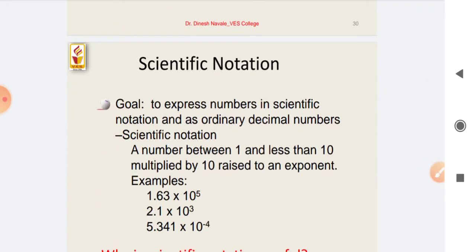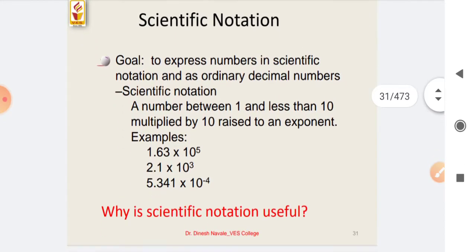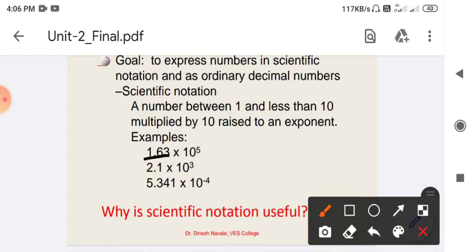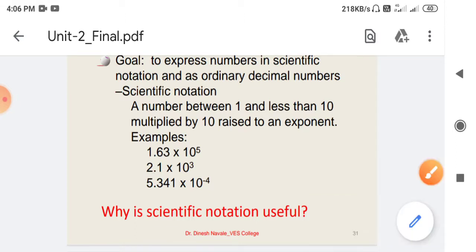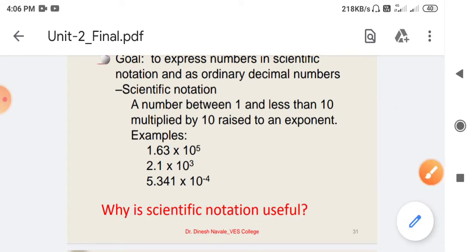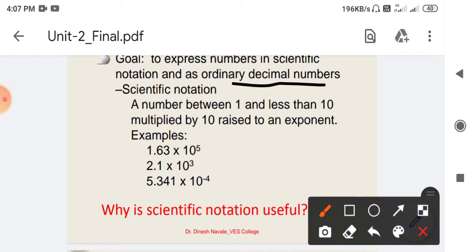Next is scientific notation. So this was rounding of values, and now next is scientific notation. Scientific notation represents the given values in the form of some power of 10, and the number is generally expressed in either three or two significant figures. The goal of scientific notation is to express numbers as an ordinary decimal number. Scientific notation is nothing but a number between 1 and less than 10, which is multiplied by 10 raised to a certain exponent.